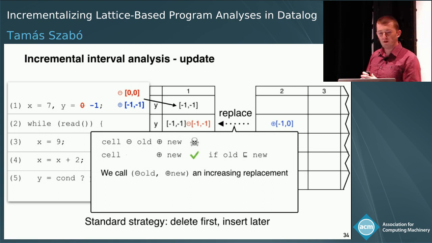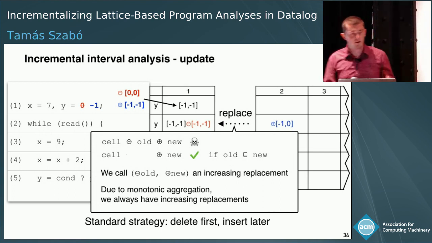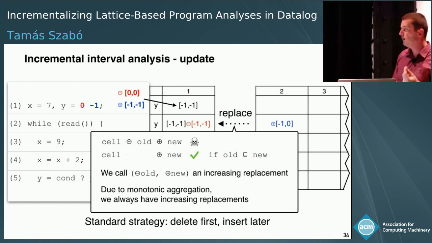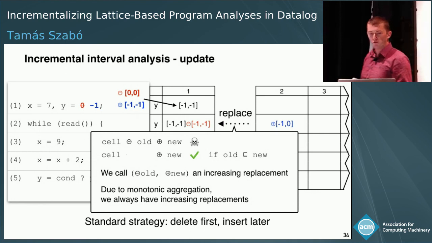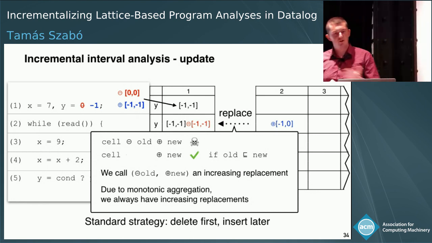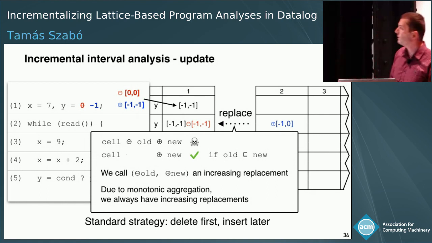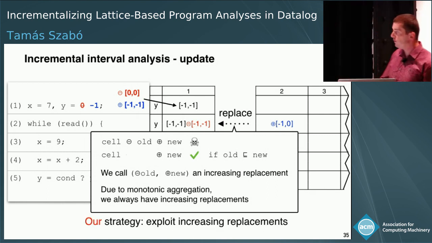Due to the monotonic aggregation, we will always have increasing replacements, right? We are using the least upper bound or greatest lower bound of the lattice, and because those are monotonic operations, we will have increasing replacements during the aggregation. So this is key to our solution, because this way we can make sure that the analysis progresses towards a fixed point. So this is our strategy. Our strategy will exploit the increasing replacements.